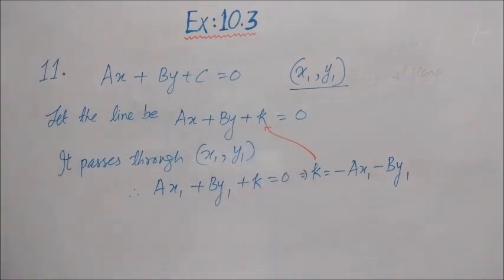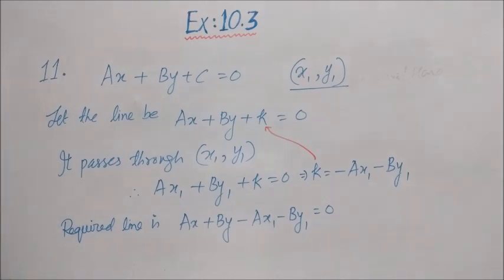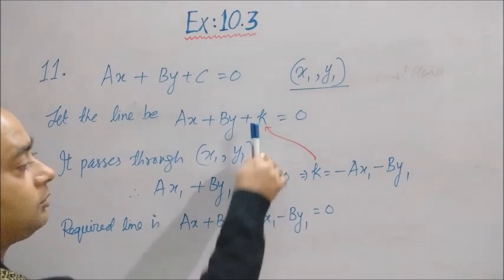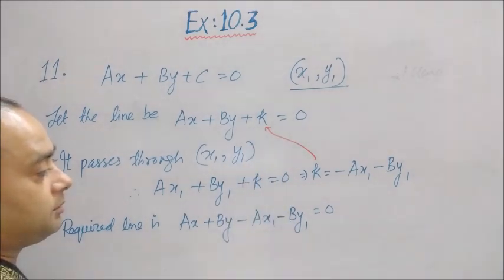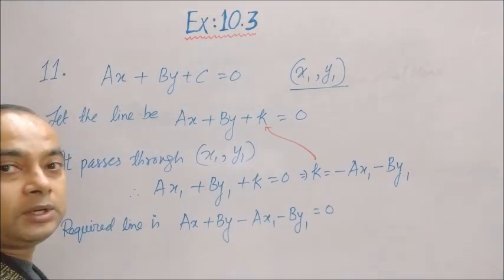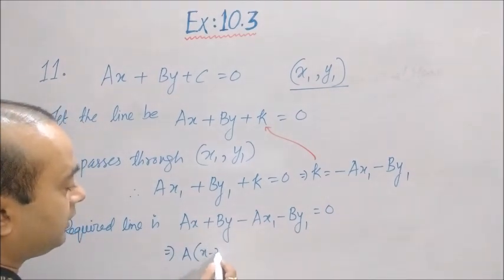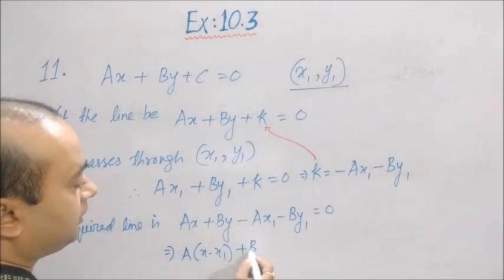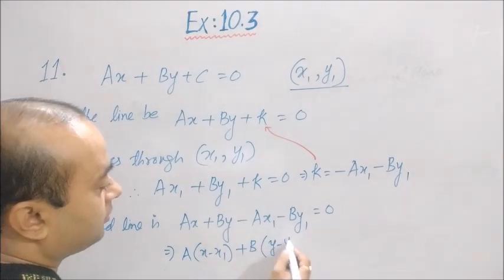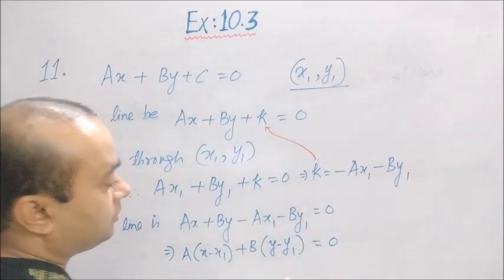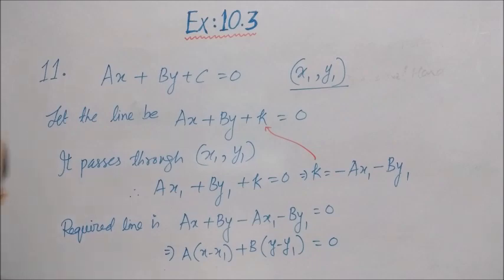Alright. So I'll write down, the required line is ax plus by minus the value of k, that is minus ax1 minus by1. So what you can write down in this expression, if I take a common, x minus x1, if I take b common, y minus y1 equal to 0. And this is what they are telling us to prove.